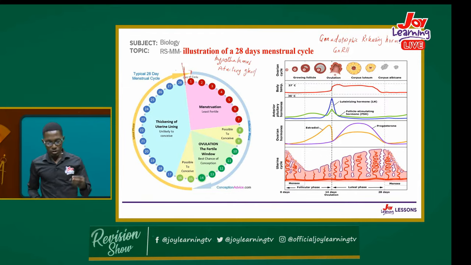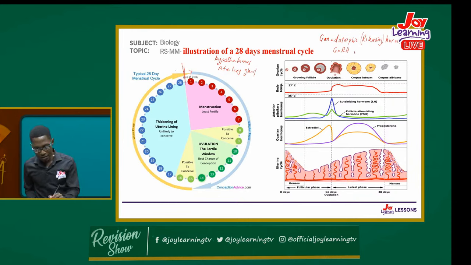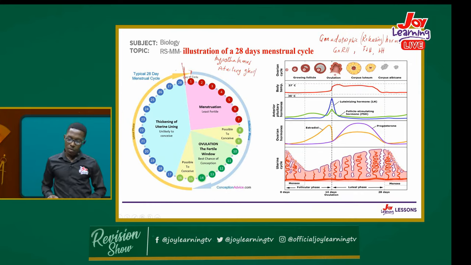These two, gonadotropic hormones, now I don't add the releasing anymore. If I'm talking about the pituitary, these two are the follicle stimulating hormone and the luteinizing hormone. Again, the gonadotropin hormones are the follicle stimulating hormone and the luteinizing hormone. So mostly write that, FSH and LH. What is the job?